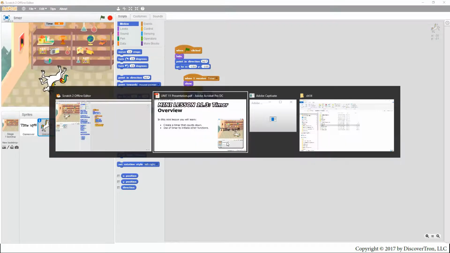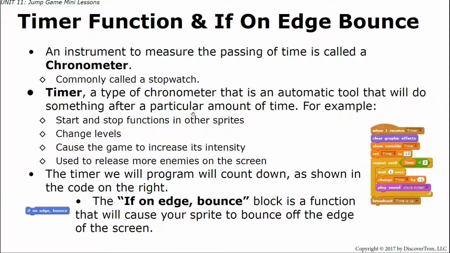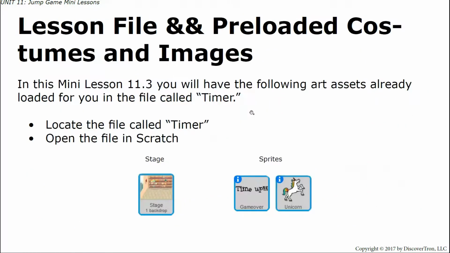All right, let's go back to the presentation. And again, I walked through the code here already. You might want to pause it just to reread it. It's always good to read in addition to listen. And here are some definitions for a chronometer and a timer. We're making a timer because it's counting down. And there you have it.